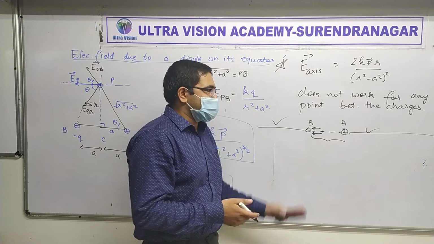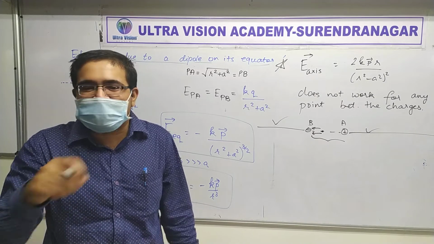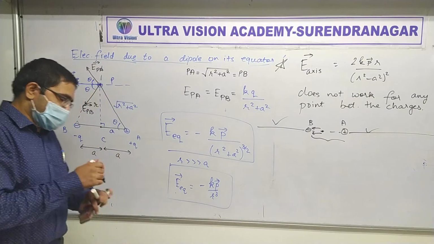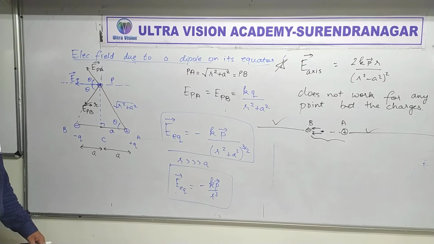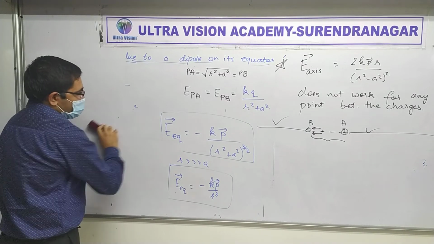But anyway, like I said, generally dipoles are very small. Got what I said? Okay. Fine. So that's it about electric fields due to dipoles, especially on axis and equator.